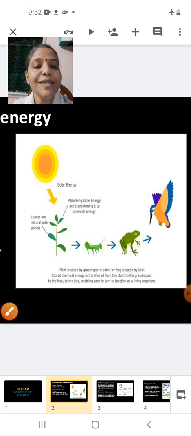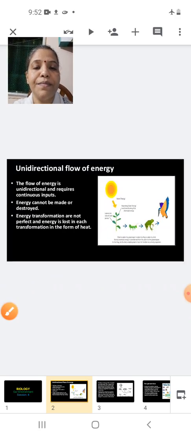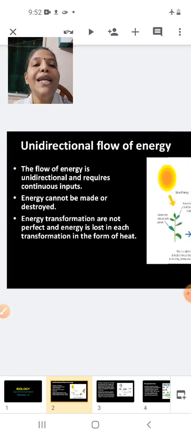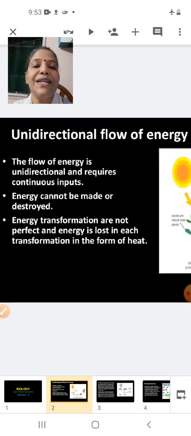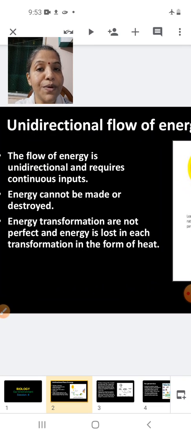Okay, so let's do the reading part now. Unidirectional flow of energy. The flow of energy is unidirectional and requires a continuous input, and the continuous input is the sun. Energy cannot be made or destroyed. Energy transformations are not perfect, and energy is lost in each transformation in the form of heat. As I told you, when it is moving from one organism to another, some amount is lost in the form of heat. So let's come to the next slide now.